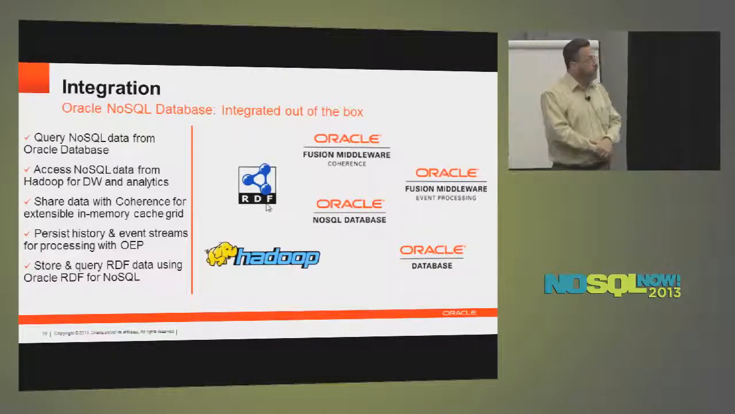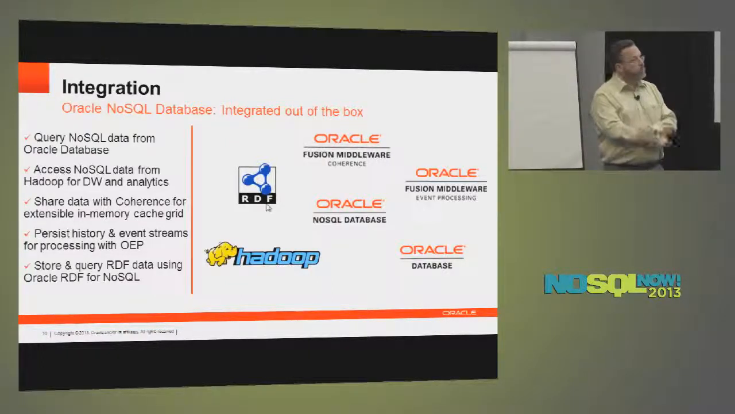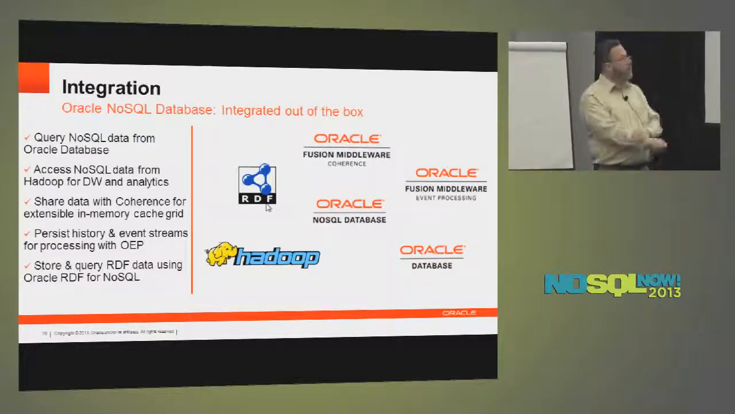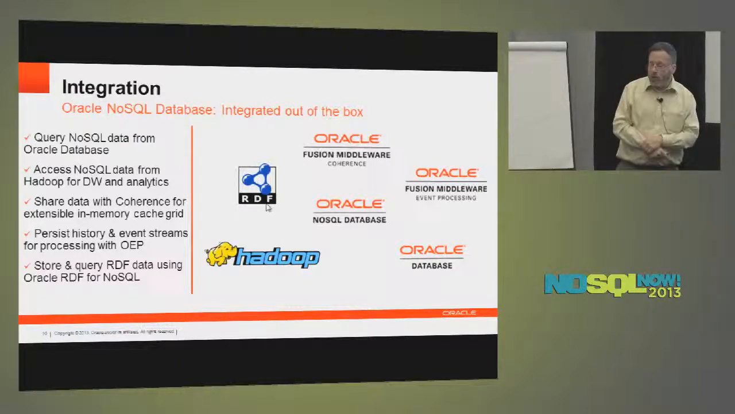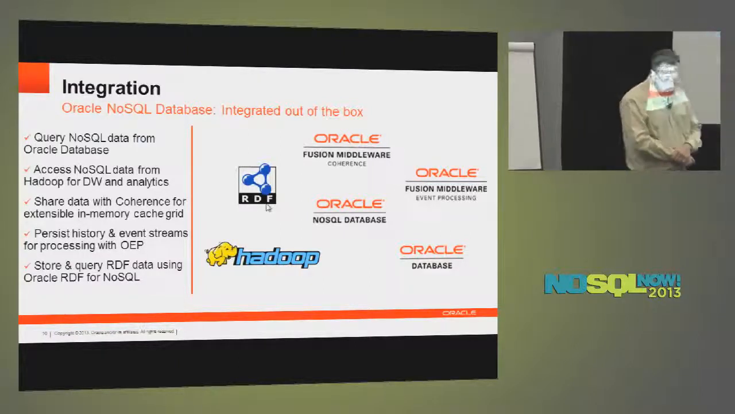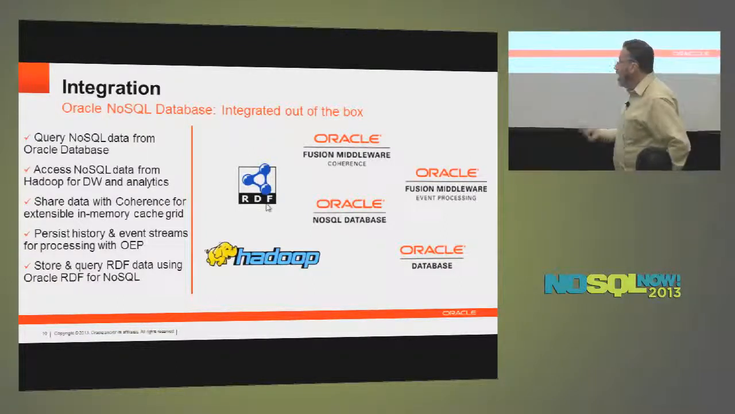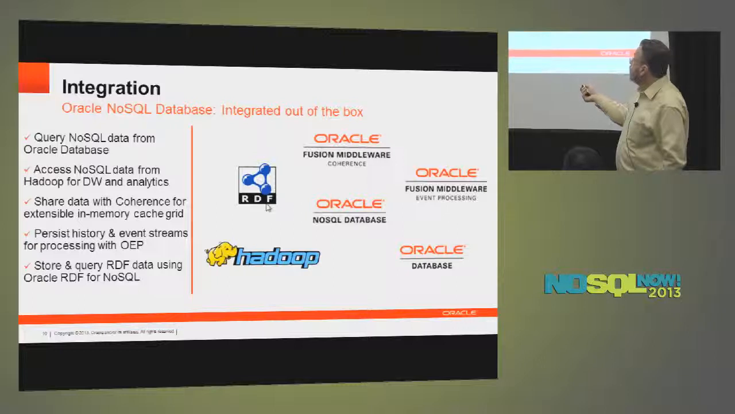that we live in. And you want MapReduce jobs to be able to transparently access data that's in the NoSQL database. You want to be able to use the NoSQL database, for example, for large RDF, spatial, and graph triple stores, and be able to issue SPARQL queries against it. And you absolutely want to be able to integrate the data that you've got in your NoSQL database with the data that you've got in your Oracle database.